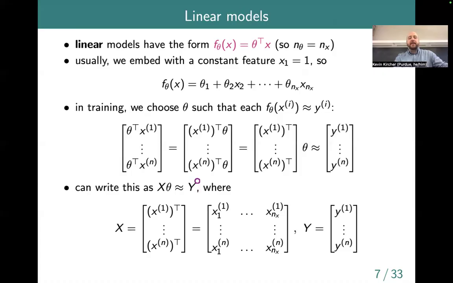Okay, so this should maybe actually be highlighted as well, because this is an important formula.